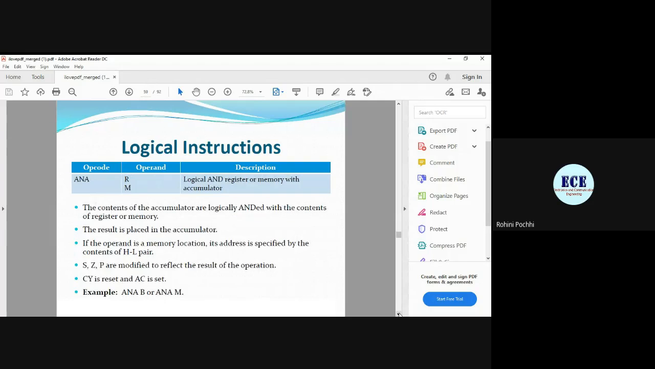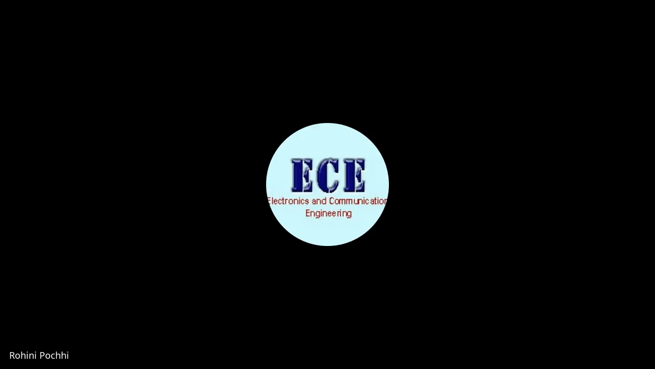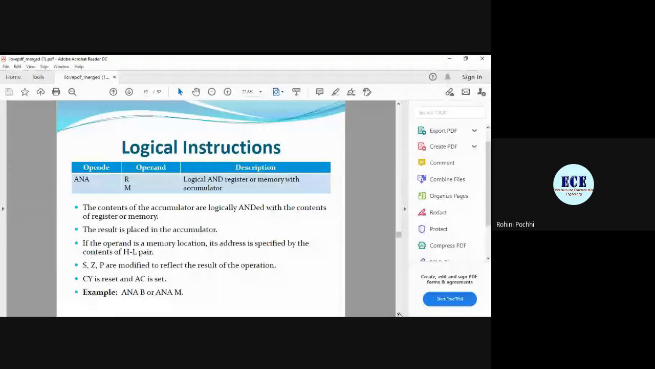ANA instruction, logical AND register or memory with accumulator, means we are doing the logical ANDing of register or memory with the data of accumulator. The content of the accumulator are logically ANDed. If the operand is a memory location, its address is specified by the content of HL pair.